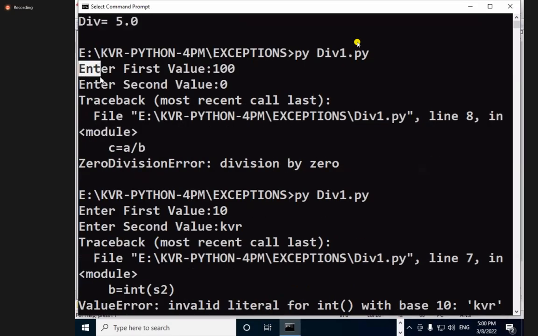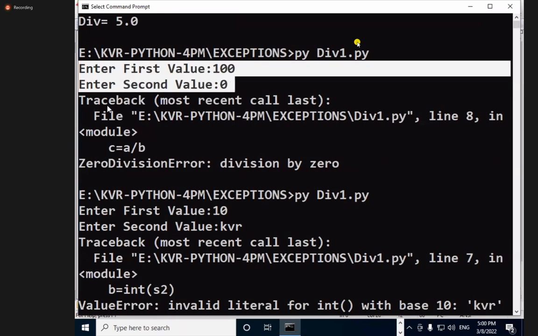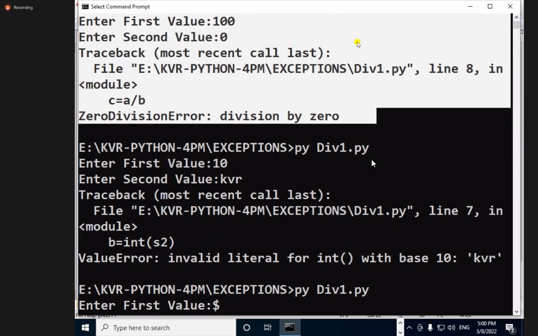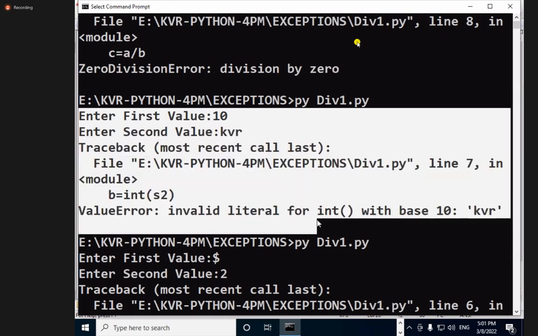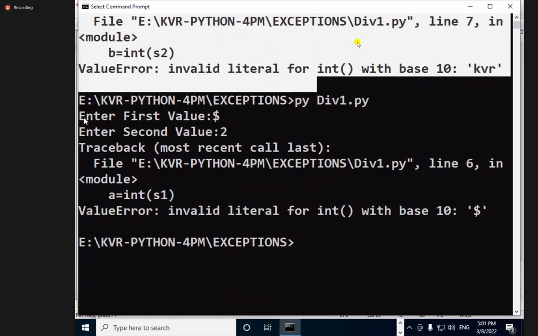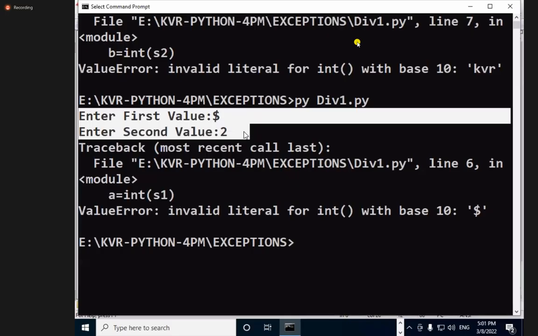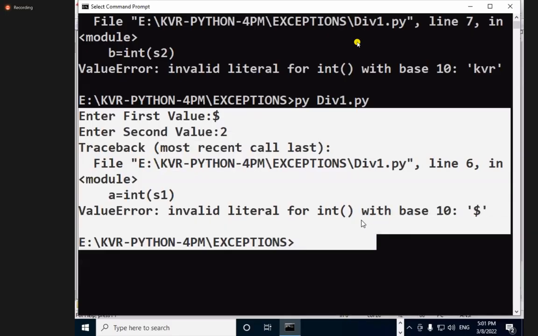Which input you give? What did you get? Here also what you give? What did you get here also? Here also what you entered? What did you get here? Totally how many times was I running my program? 4 times. 1 time only successful, 3 times unsuccessful.